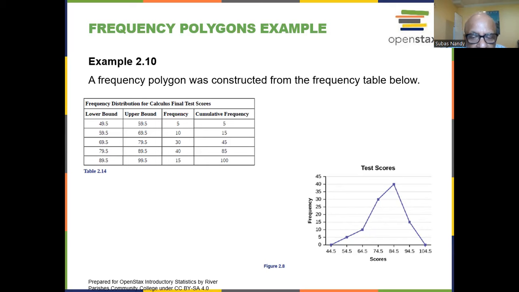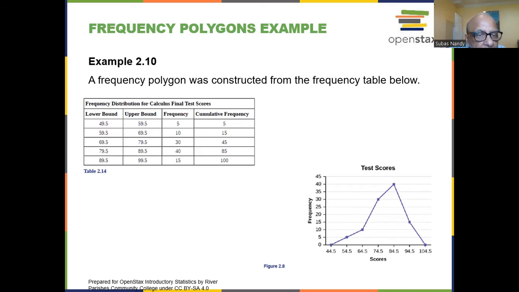So let me go through it again. Forget about 44.5. 54.5 on the horizontal axis: how did they come up with this? They added 49.5, the lower bound of the first class, plus 59.5, the upper bound of the first class. The sum of the lower bound and upper bound is 109. Divide that by 2, it becomes 54.5. So they took the midpoint as the x value, 54.5, and y value 5 as the frequency. That's how you get the first dot, not the one on the horizontal axis.